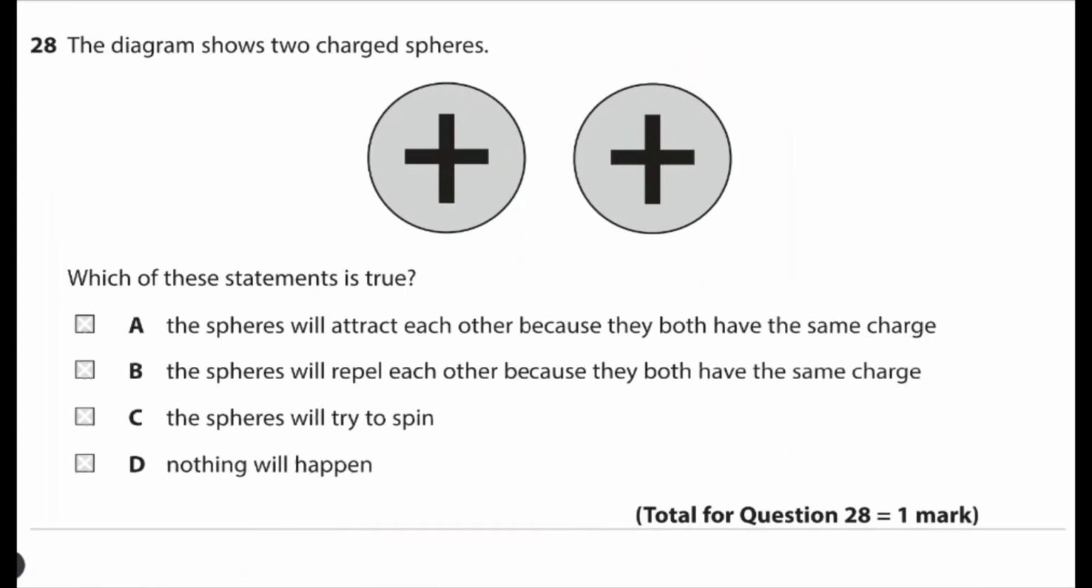28th one, the diagram shows 2 charged spheres. Which of these statements is true? You can see both of them are positively charged. So we know that like charges will repel. The spheres will repel each other because they both have the same charge. That answer is correct. Answer is B.